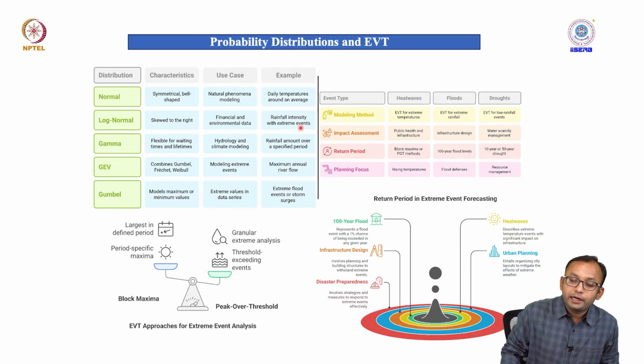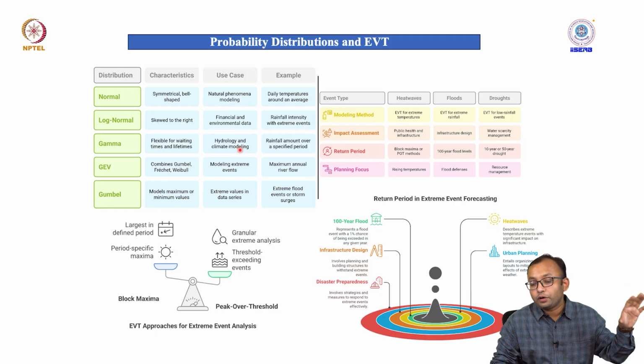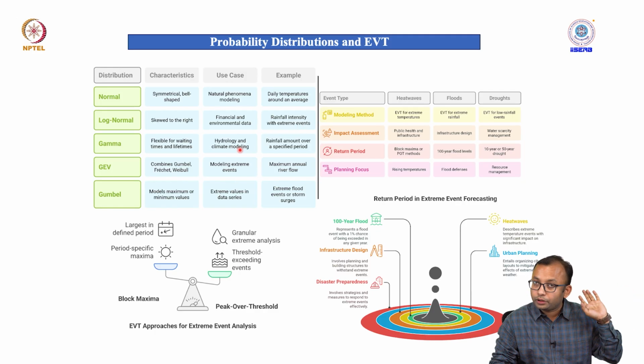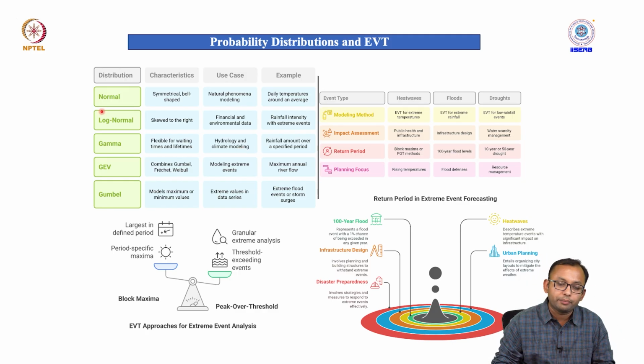Then there are the probability distributions we have talked about. If you are not talking only about the extremes, and are taking the whole data set, there are multiple distributions we can fit. For example, normal, log normal, gamma, Gumbel, GEV, and other extreme value distributions like that.